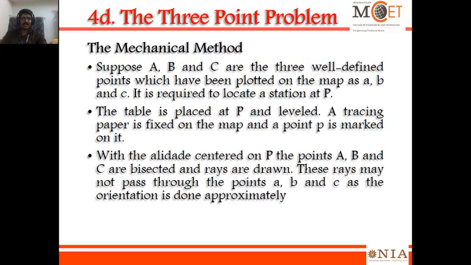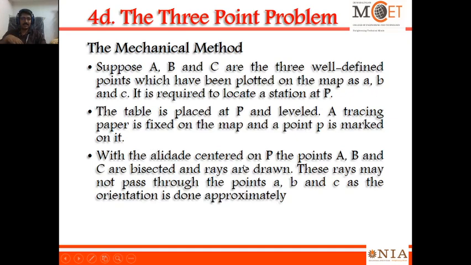Next is the mechanical method. Why is it mechanical? We are going to use a tracing paper. With respect to that, we determine the position and we shift that to the actual map. Right, the same thing. A, B, C are the three well-defined points which have been plotted on the map as a, b and c. The table is placed at P and leveled. A tracing paper is fixed on the map and a point P is marked on it. Approximately we mark the point.